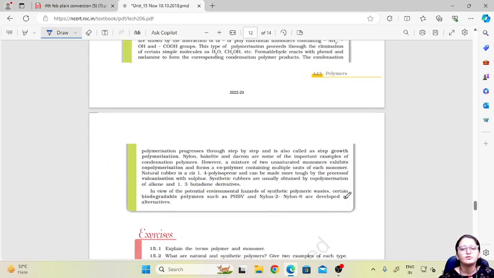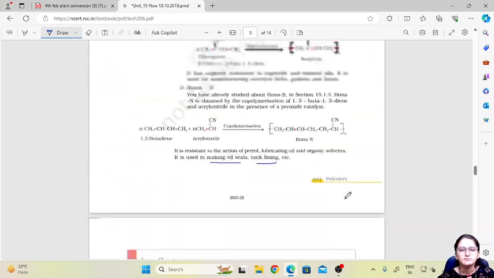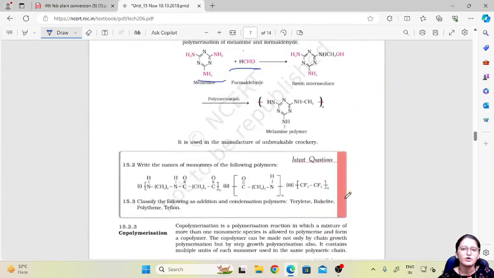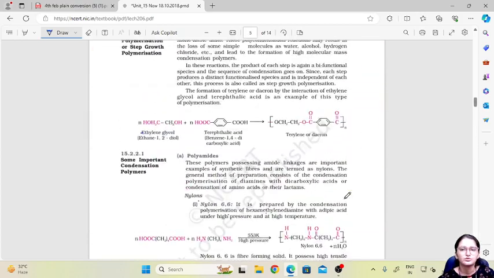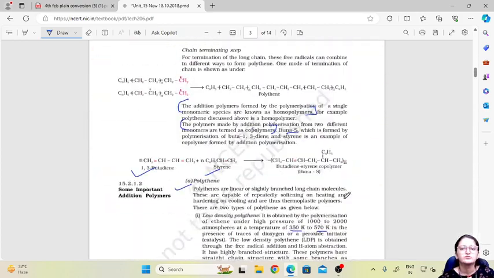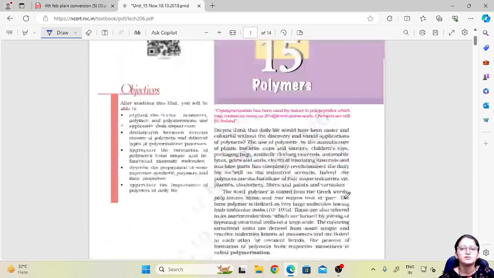So this is about polymers, and this is for only 2 or 3 marks. So you have to study only specific things from this chapter.